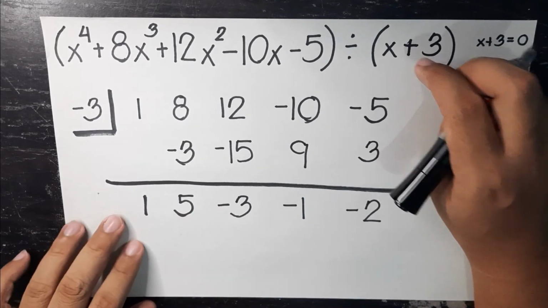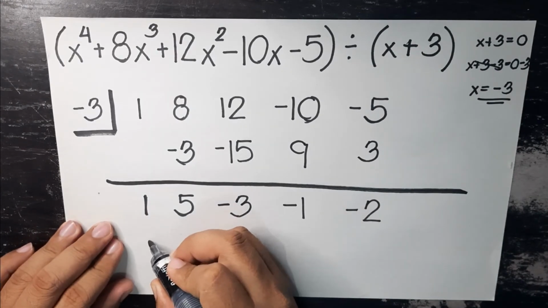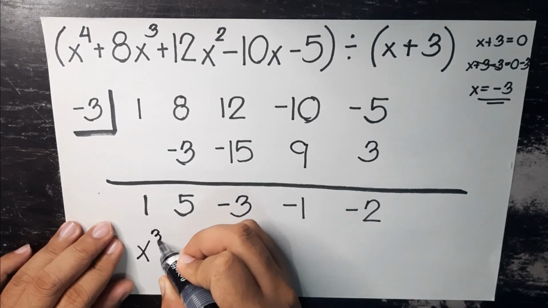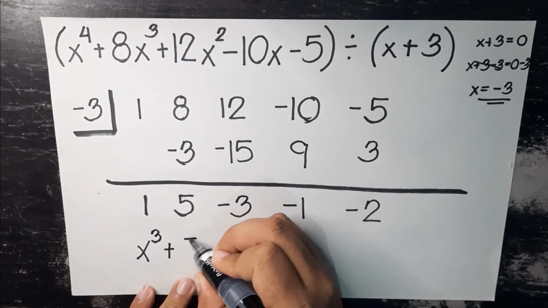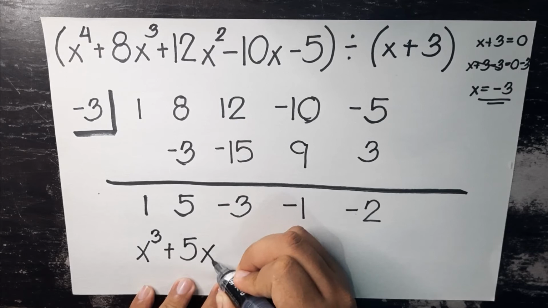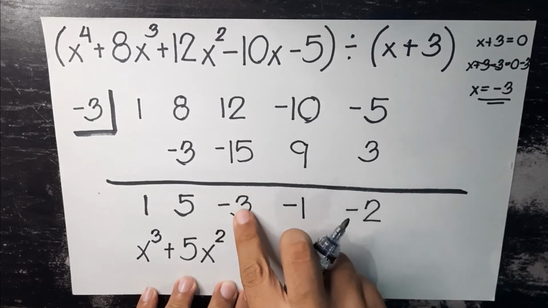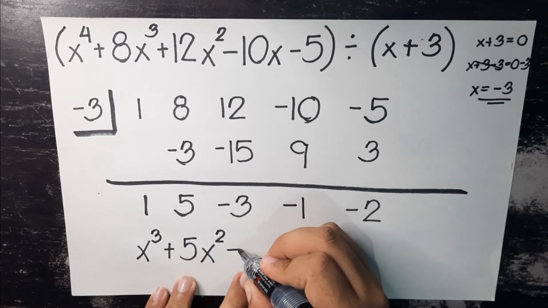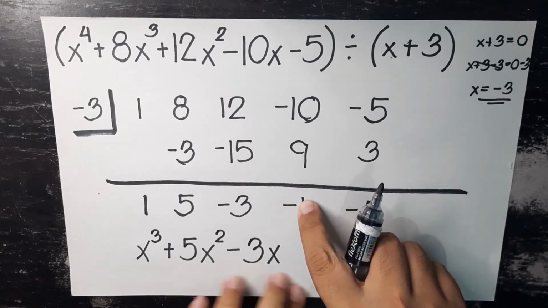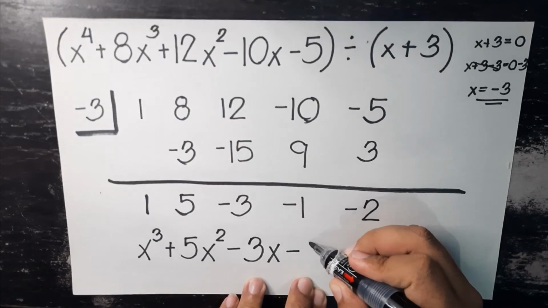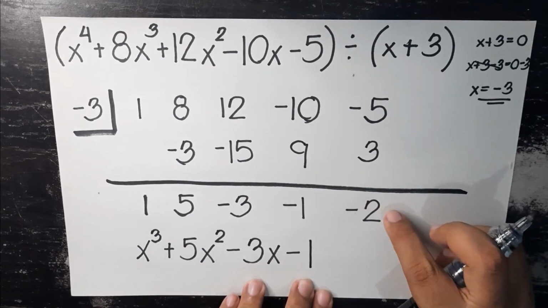So again, we'll start with the third degree. So we'll have x cubed. Second degree, plus 5x squared. First degree, minus 3x. Constant, minus 1. How do we write our remainder?